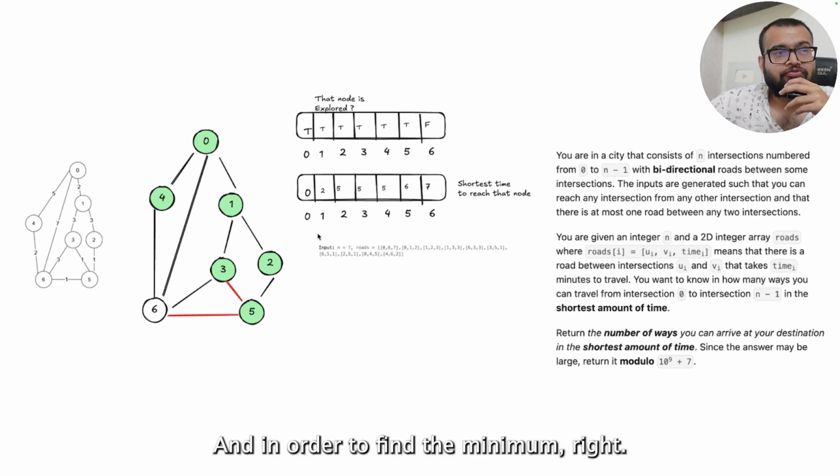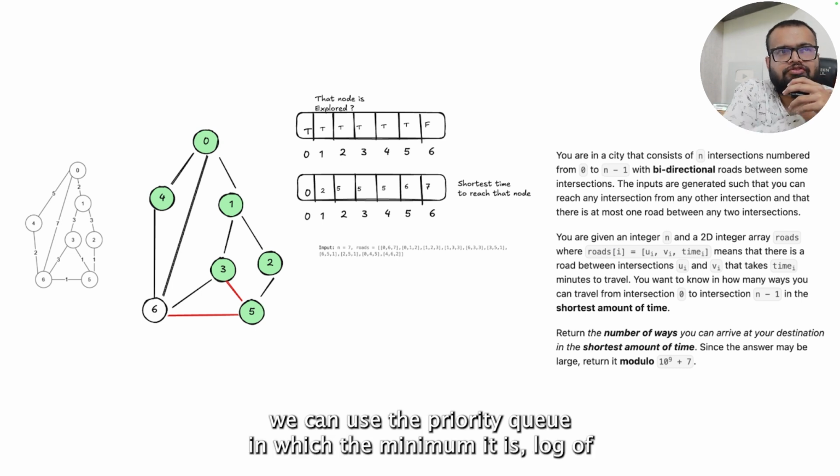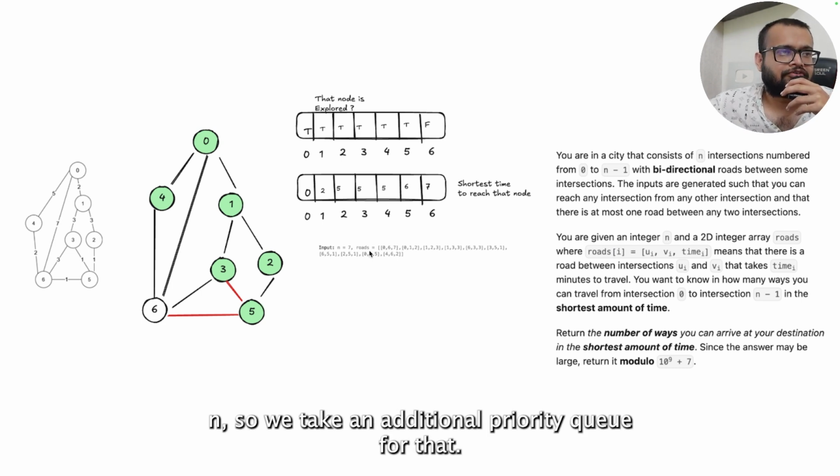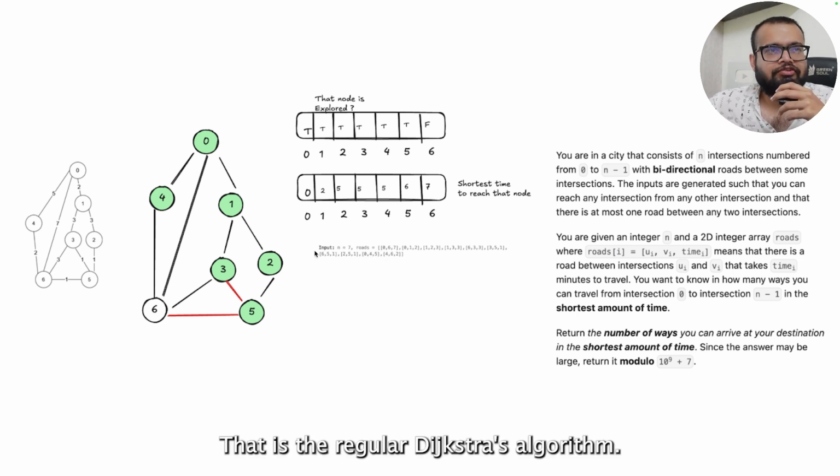And in order to find the minimum, we have to traverse the whole array, so that will take a lot of time, that is order of n. So instead of that, we can use a priority queue, in which finding the minimum is log of n. So we take an additional priority queue for that. That's the regular Dijkstra's algorithm.